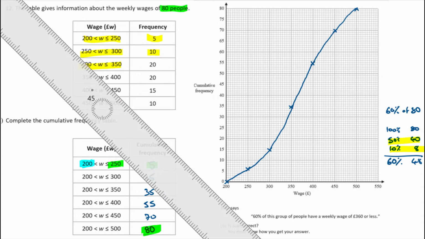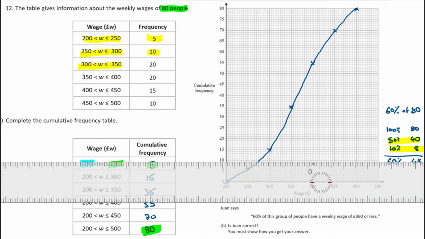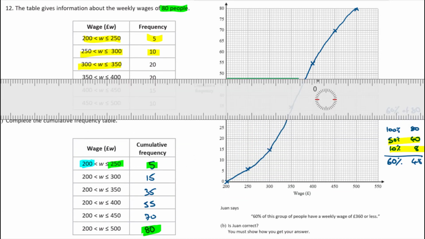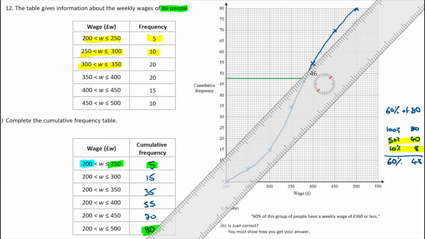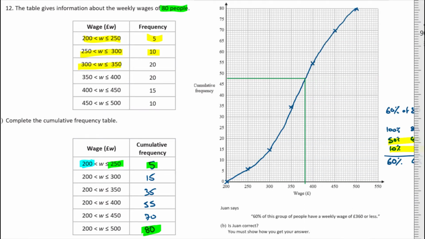So if I get my ruler out and then draw across from 48, change direction, draw down. Now, is that 360? It looks about 360, doesn't it? I think he is correct. So that is 360 down there, isn't it?